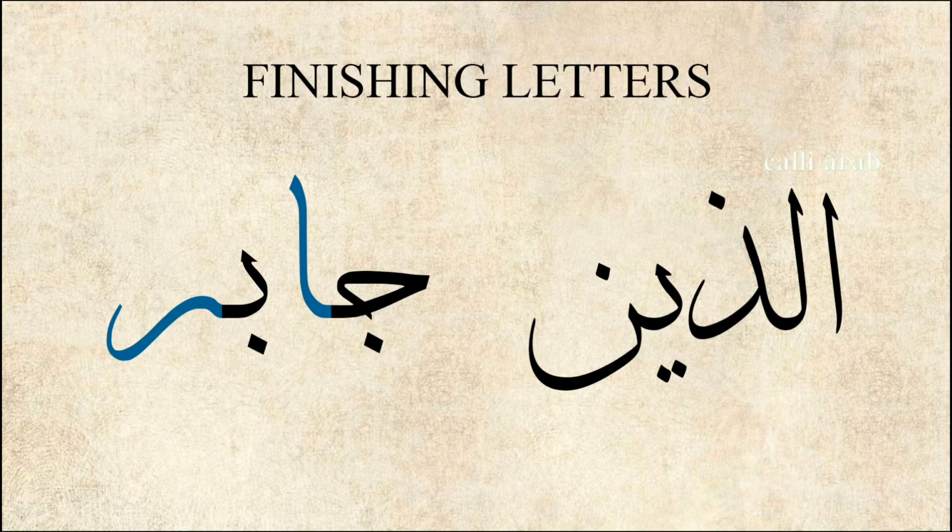From this we can clearly identify that when a finishing letter comes in between a word, it can be connected from its right but can't be connected to its left. That is, in the word Jabir, when alif comes, it is split into two. That's a rule in Arabic calligraphy that we don't connect these finishing letters with the remaining letters.